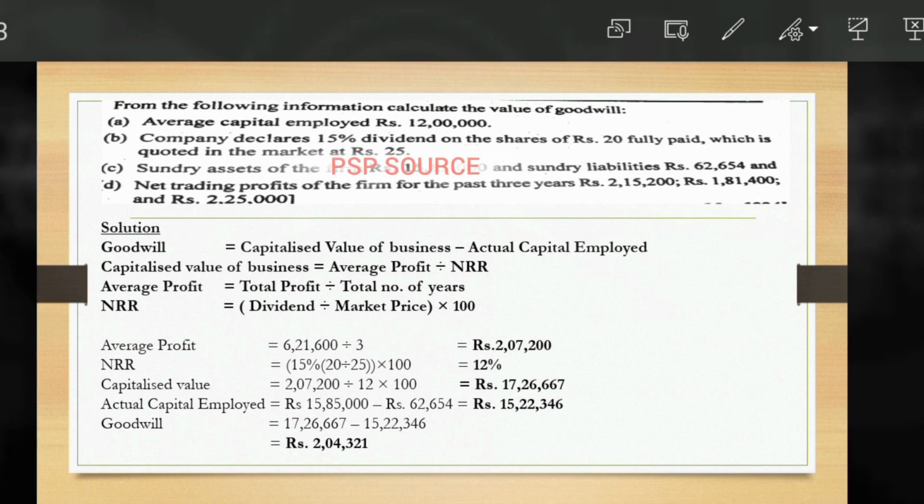Finally, to calculate goodwill under the capitalization method, we have to deduct the actual capital employed of rupees 15,22,346 from the capitalized value of business, rupees 17,26,667. Now we got the goodwill of the firm as rupees 2,04,321.